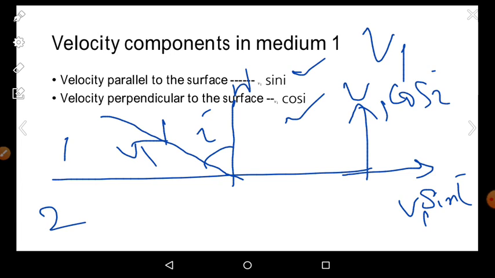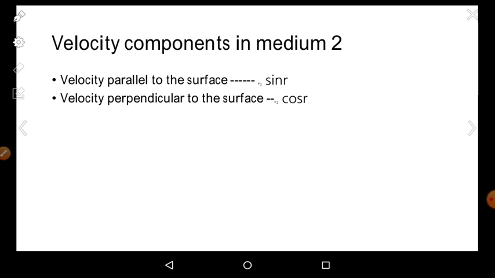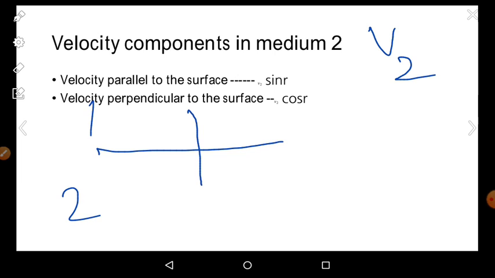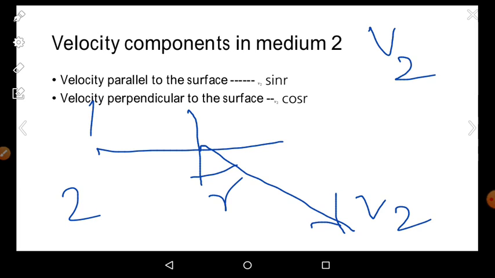In the same way, we can resolve the velocity of the light in the denser medium. Now we will talk about the velocity in the denser medium, which is V2. The boundary separates the two media 1 and 2, with the normal drawn to the surface, and this is the direction of the velocity V2 in the denser medium, which makes an angle R.